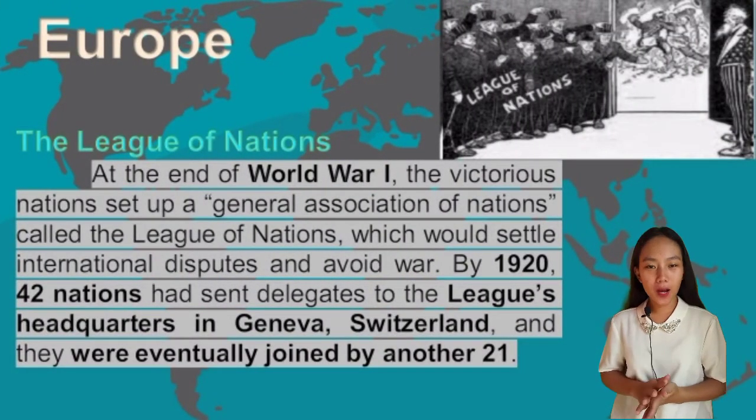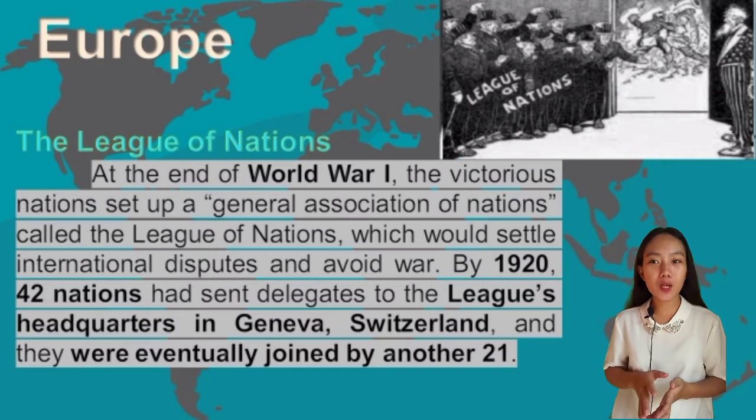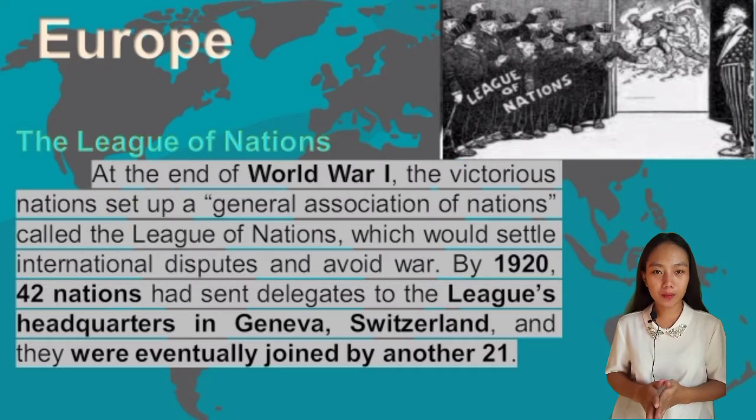At the end of World War I, the victorious nations set up a general association of nations called the League of Nations, which would settle international disputes and avoid wars. By 1920, 42 nations had sent delegates to the League's headquarters in Geneva, Switzerland. When the League failed to halt warlike acts in the 1930s, opponents pointed to the failure of collective security. The League of Nations was seen as a peacekeeper without a sword. It possessed neither a standing army nor members willing to stop nations that used war as diplomacy.